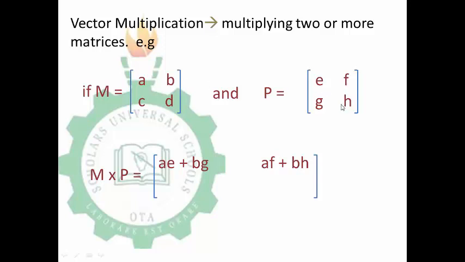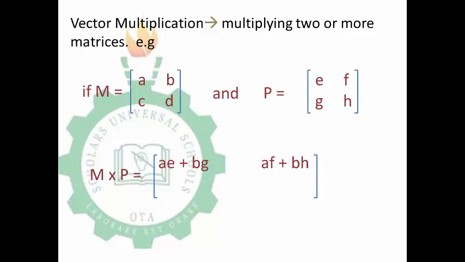Please be patient and ensure that you understand this very well. Just look at the first row of the first matrix. We'll multiply it by the first column of the second matrix.